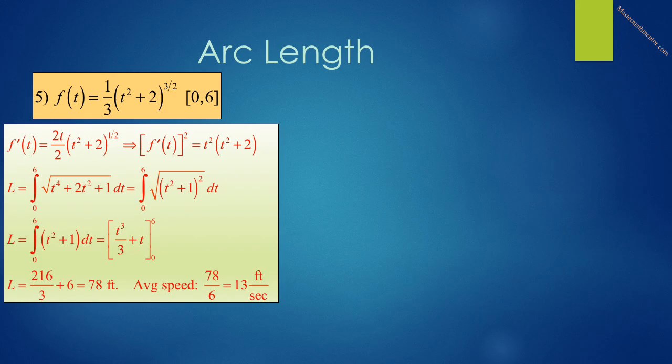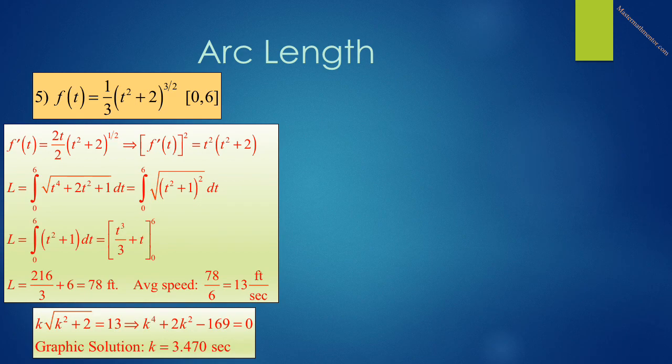This becomes t cubed over 3 plus t evaluated from 0 to 6. So the arc length is simply 216 over 3 plus 6, or 78 feet. And therefore, since it took 6 seconds to travel this distance, the average speed is 13 feet per second.